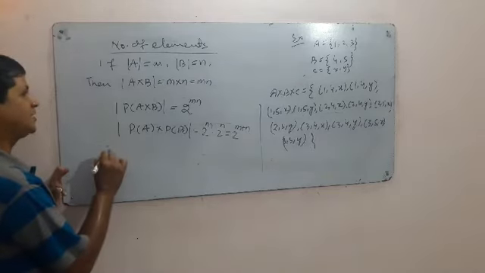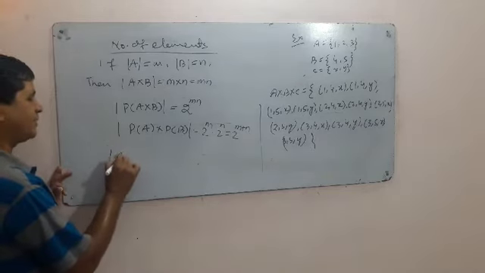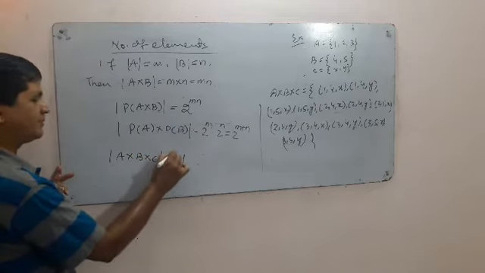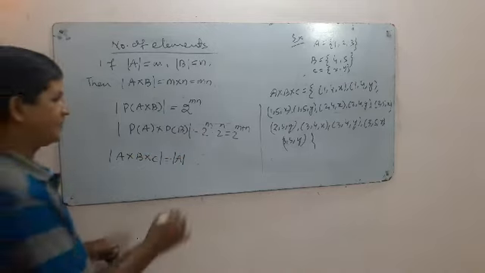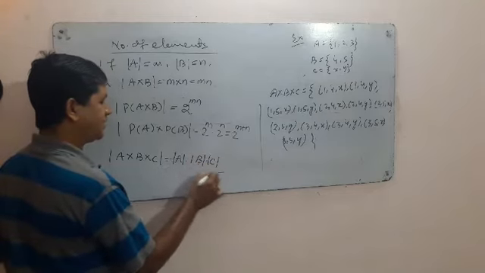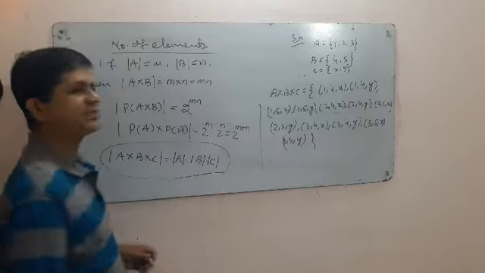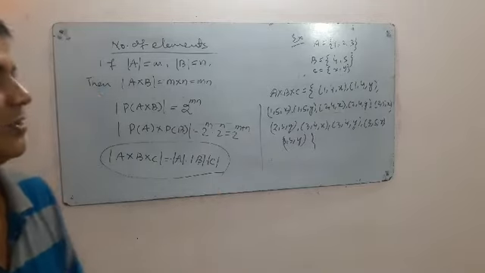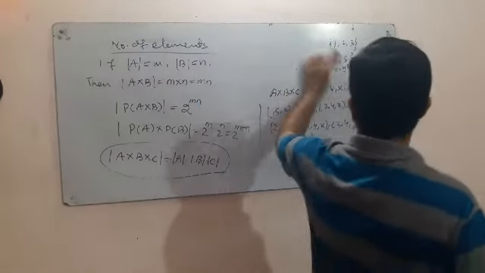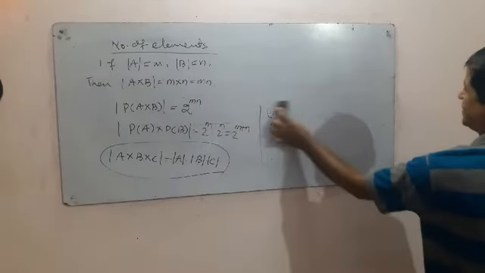Similarly, what is the number of elements present in A cross B cross C? That is the product of the cardinality of A into the cardinality of B into the cardinality of C. This is the product of three sets. This is the number of elements present in A cross B and A cross B cross C.